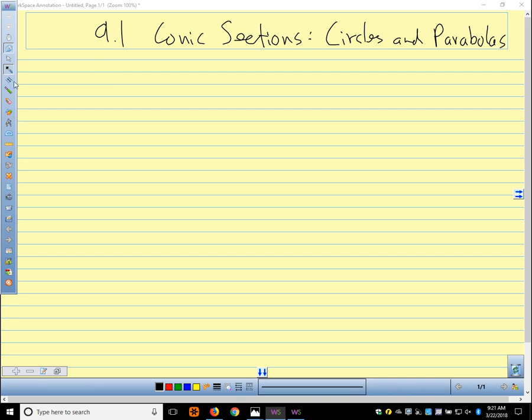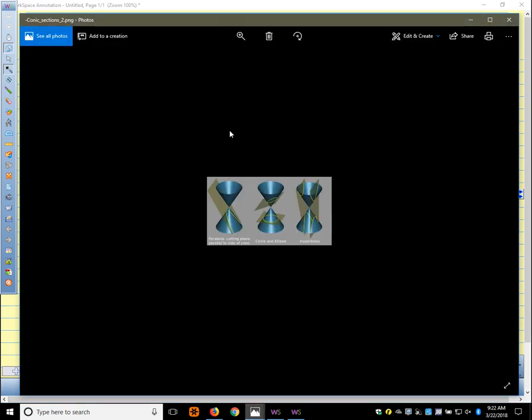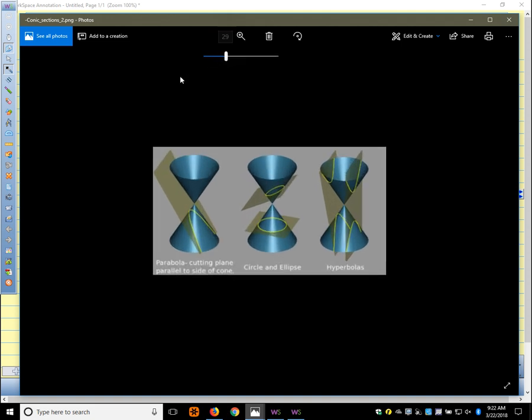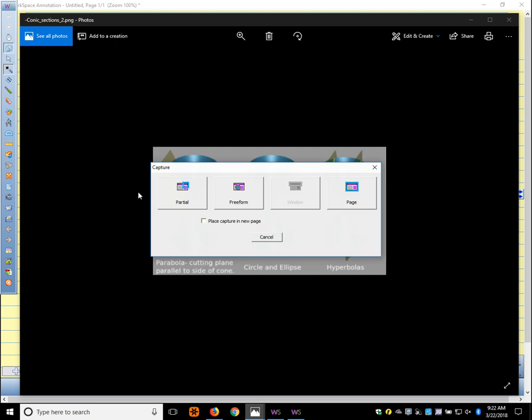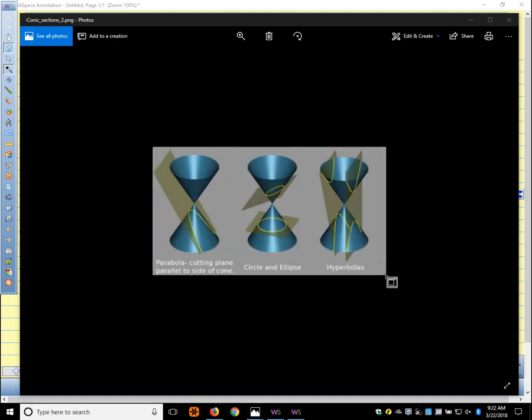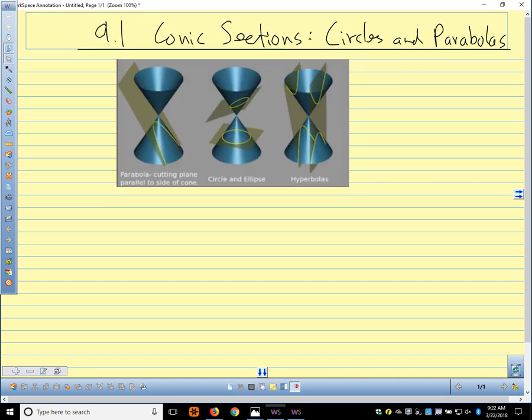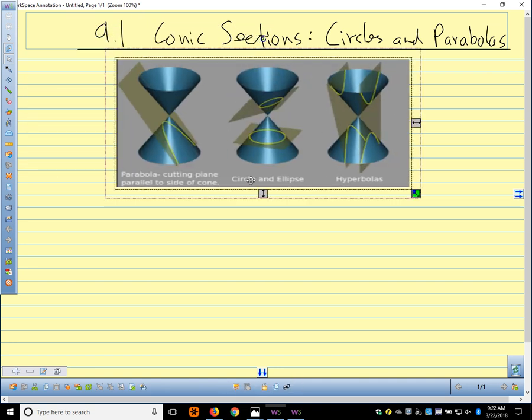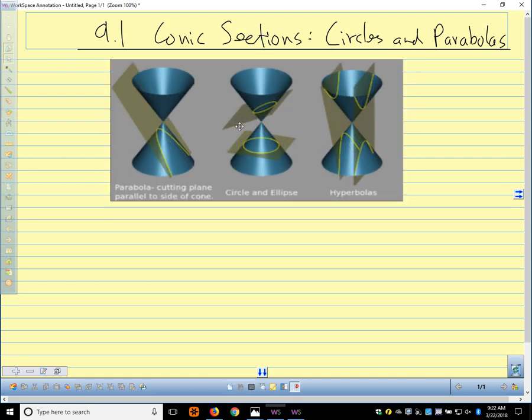All right, so we're going to talk about circles and parabolas today. Now, the reason that we call these conic sections, I'm going to grab a picture here, is that we can think of all of these shapes as coming from a slice of a cone. So we have some cones here, and if we slice the cone with a plane so it goes only through one side of the cone, we get a parabola. If we slice it parallel to the base of the cone, we get a circle. If we slice it at an angle, we get an ellipse. And if we slice through both sides of the cone, we get what we call a hyperbola.